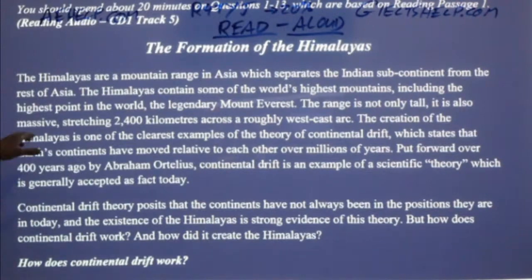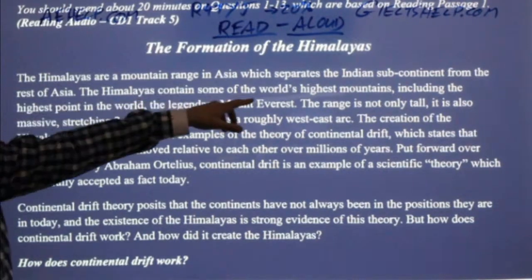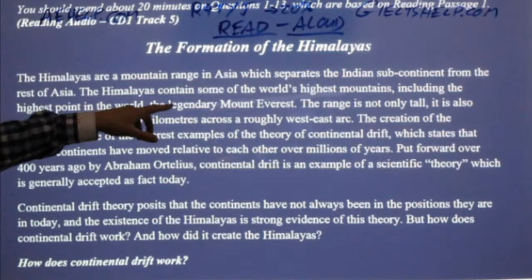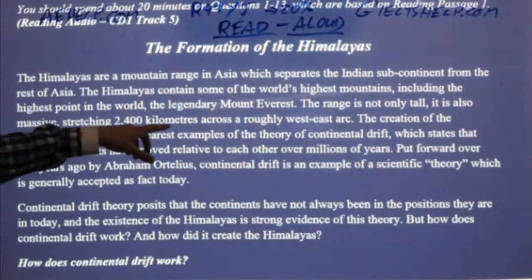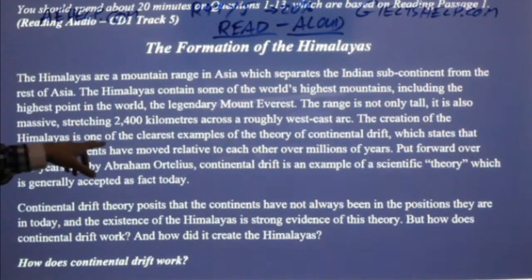So here we go. The Himalayas are mountain range Asia, which separates India and subcontinent from the rest of Asia. The Himalayas contain the rest of high mountain, including the highest point in the world, the legendary Mount Everest. The range is not only tall, but also massive, stretching 2,400 kilometers across the West Arch. The creation of the Himalayas is one of the clearest examples of theory of continental drift, which is the earliest continents move relative to each other millions of years. Put forward over 400 years ago by Ortelius, continental drift is an example of scientific theory, which is generally accepted as fact today.